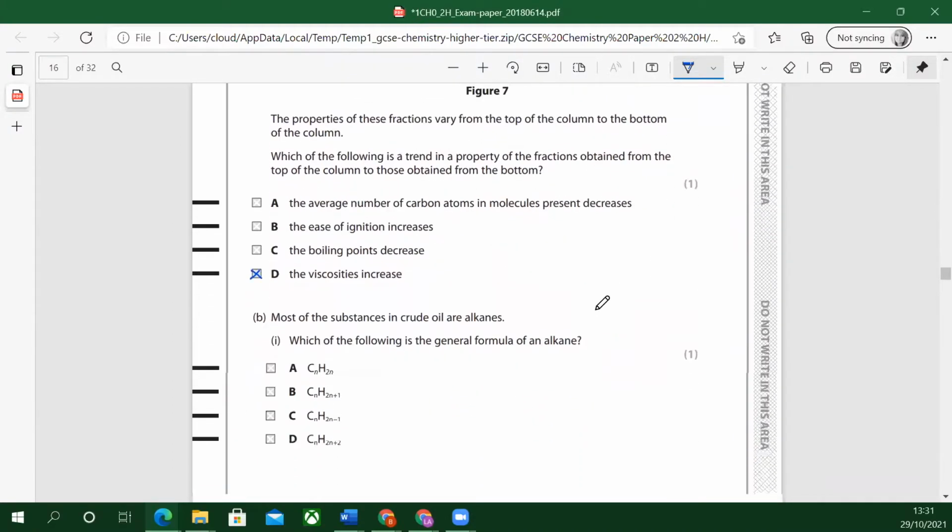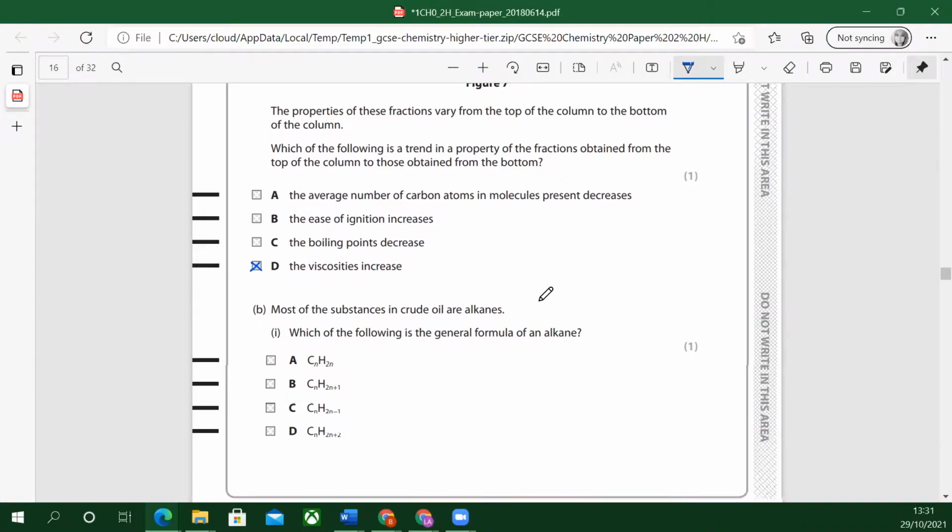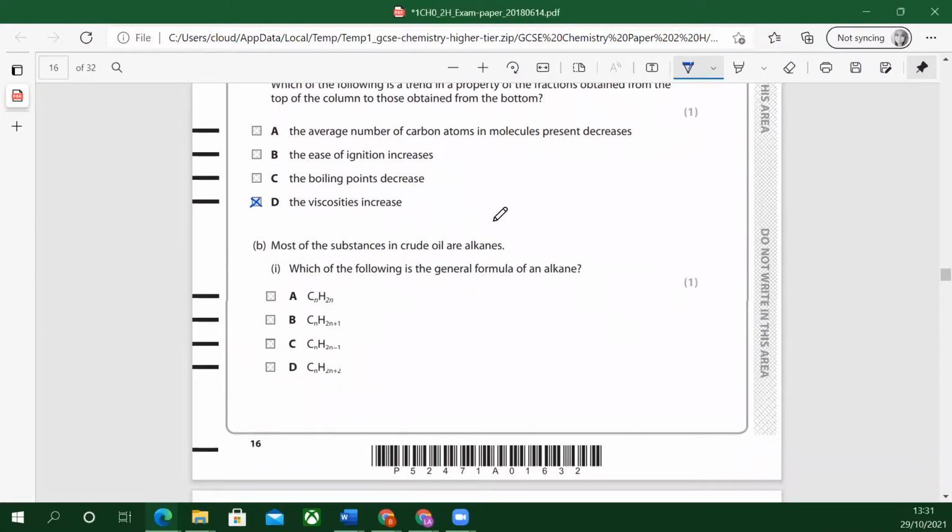Most of the substances in crude oil are alkanes. Which of the following is the general formula of an alkane? If you forget, alkanes have got a single bond. So let's have a think. We've got the first alkane, which is methane. The next one, ethane.